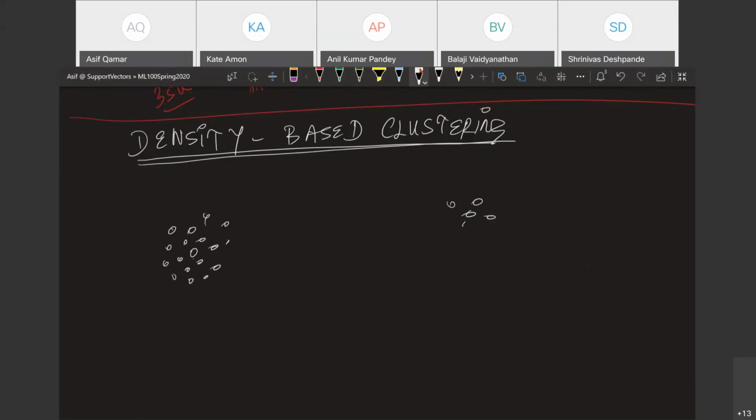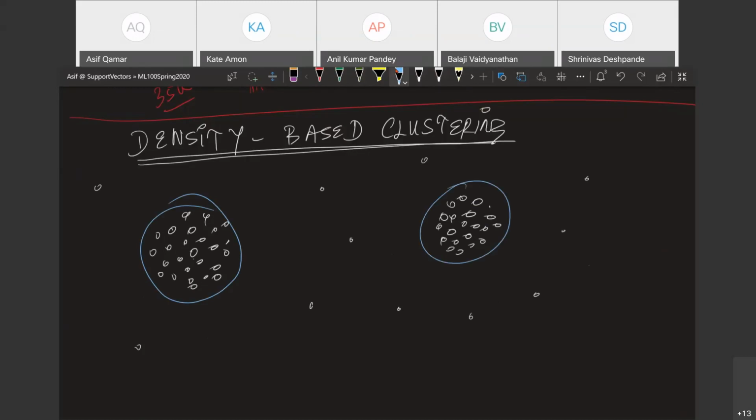Suppose you have a situation like this. Let us also take a few outliers, things that don't really belong to either of the clusters. You notice that there's a very peculiar situation. You seem to have two clusters. What you would ideally like to do is say, I have this cluster and the rest of the points are outliers. Density-based clustering is very good at doing that.